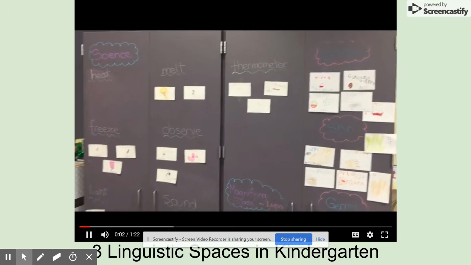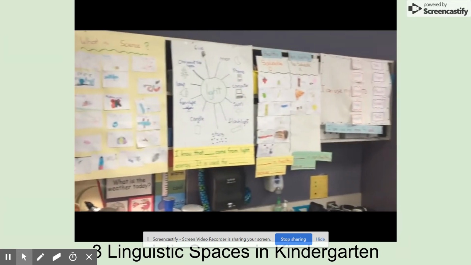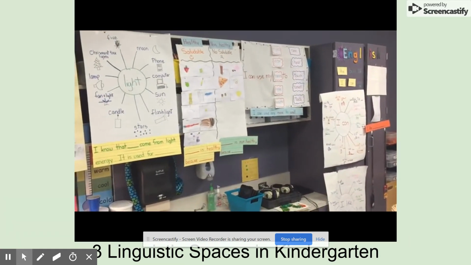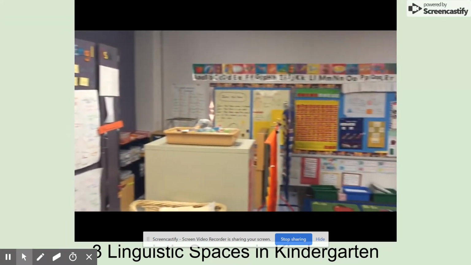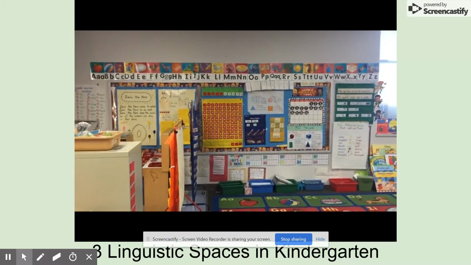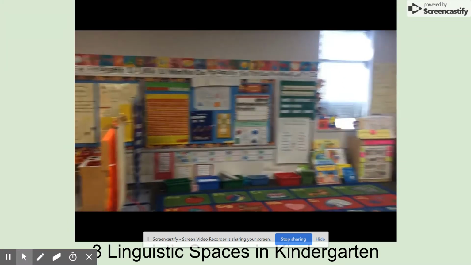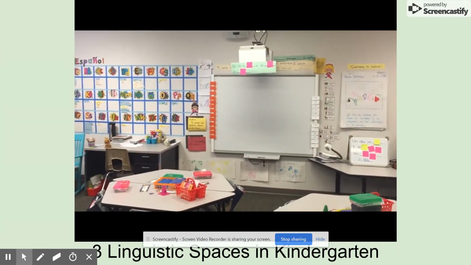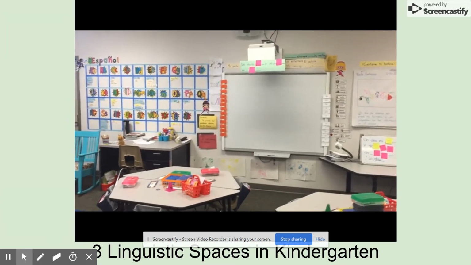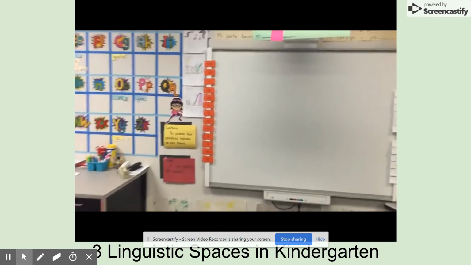We are at Morton Ranch Elementary School in a kindergarten classroom with a very good example of three linguistic spaces. You have one wall in English, one wall where English and Spanish are being transferred, and then we have the other side of the classroom, which is all in Spanish. So three distinct linguistic spaces.